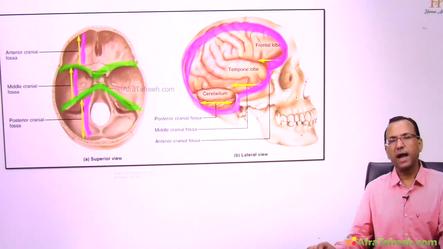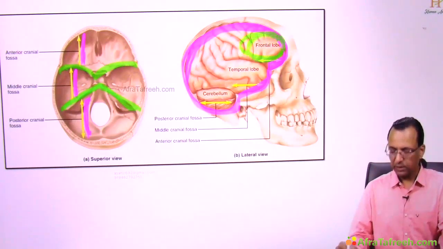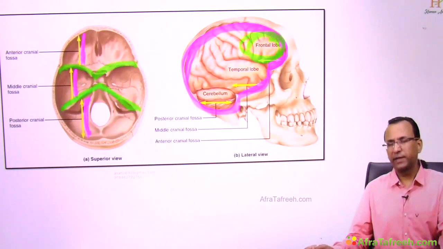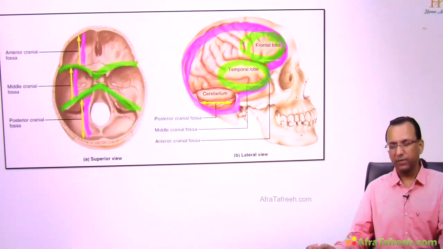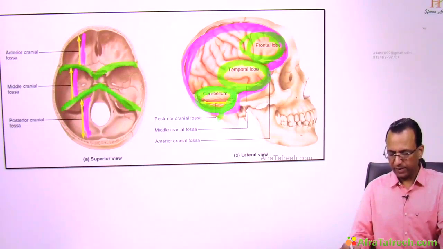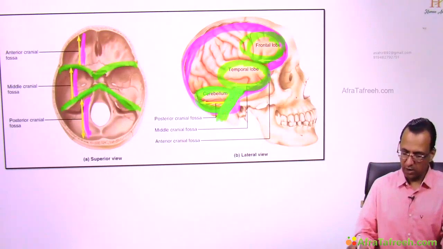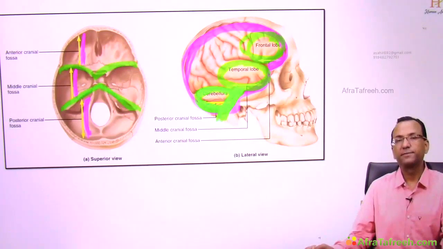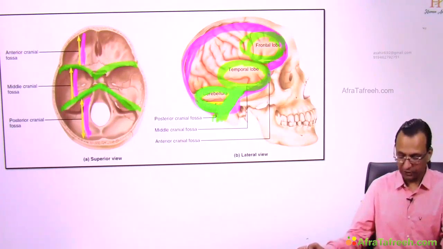What is there in the anterior cranial fossa? The frontal lobe. And what is there in the middle cranial fossa? Temporal lobe. And what is there in the posterior cranial fossa? That is the cerebellum, along with the brainstem. So the brainstem is in the posterior cranial fossa, along with the cerebellum. Yes, that is the point.